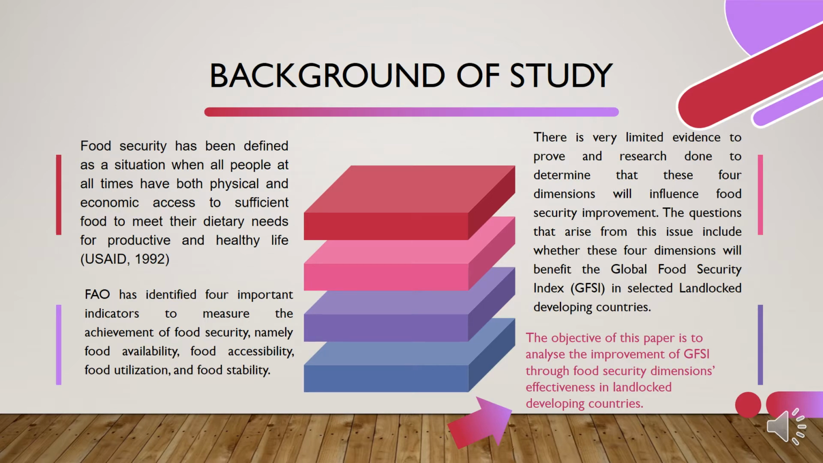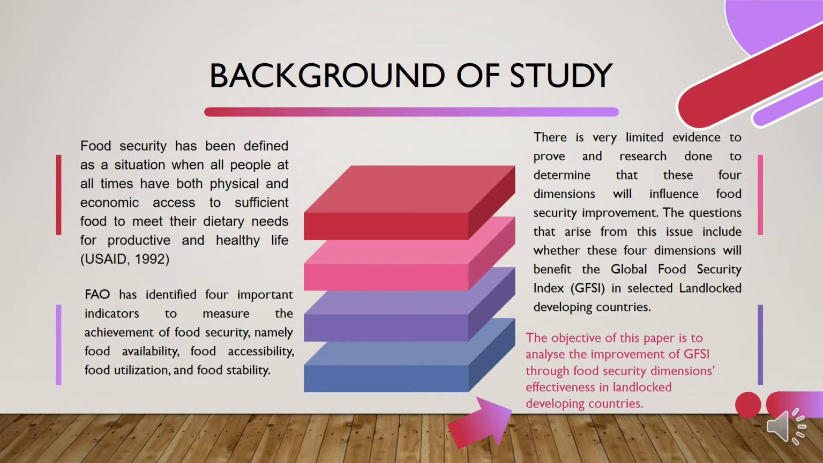For the background of study, food security is defined as a situation when all people at all times have both physical and economic access to sufficient food to meet their dietary needs for a productive and healthy life. This definition is according to USAID 1992. The Food and Agriculture Organization, FAO, has identified four important indicators to measure the achievement of food security, namely food availability, food accessibility, food utilization, and food stability.